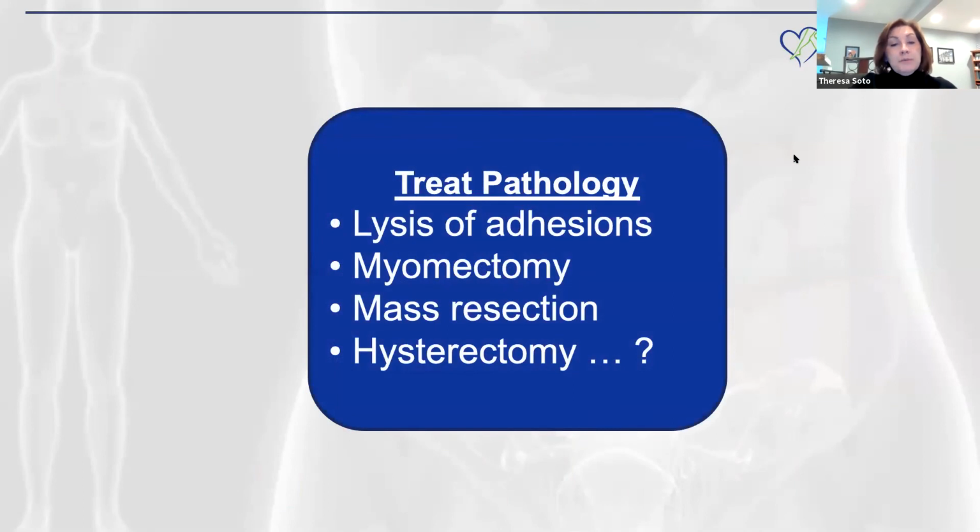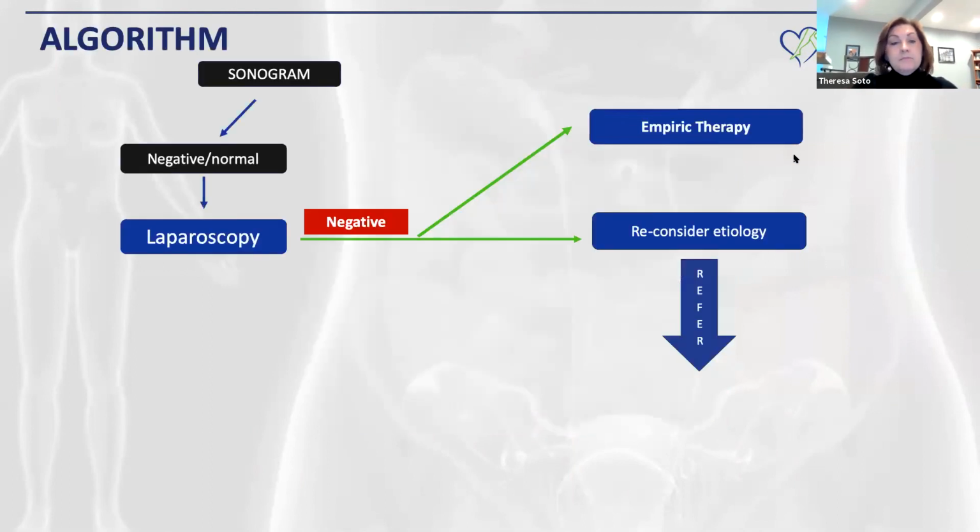So once you get your scope in there, you treat your pathology. Lysis of adhesions, does it help? Maybe sometimes. Myomectomy, mass resection, but hysterectomy, it's a fine line to walk when, where, and for whom this is the right management. Our biggest problem is when our laparoscopy is negative. You go in, you look, and you say, didn't see anything, which could include those veins that we said we saw, but probably, just generous, right?